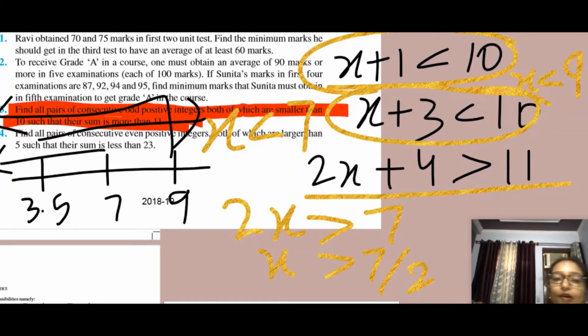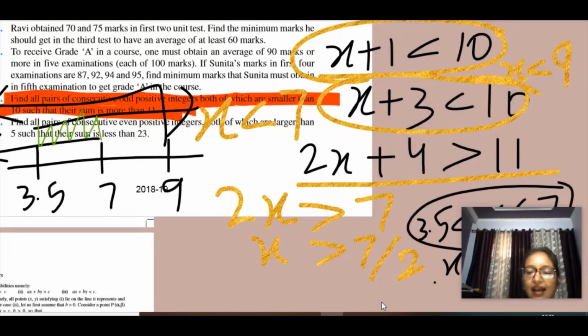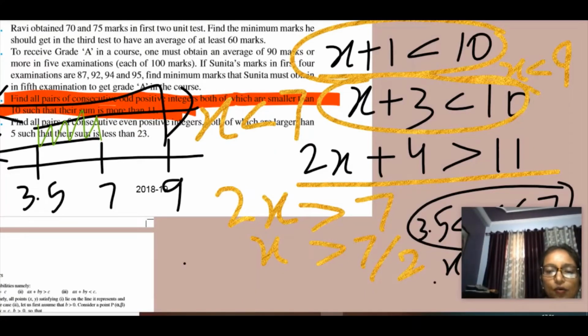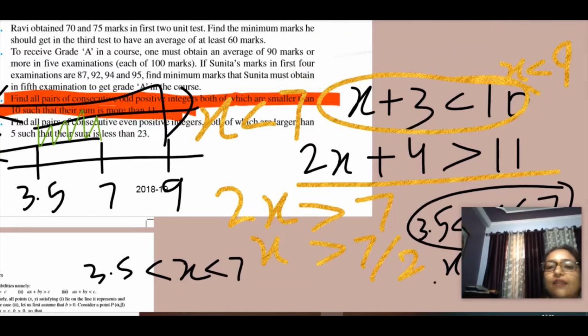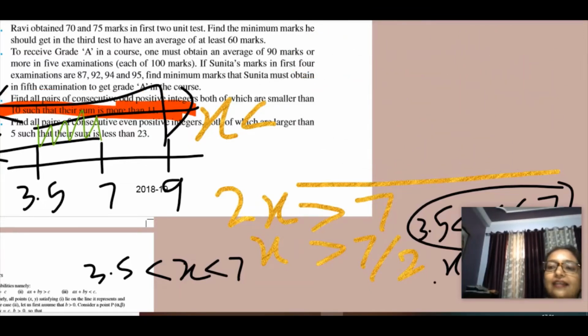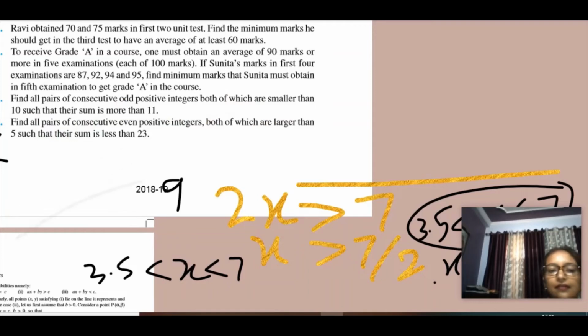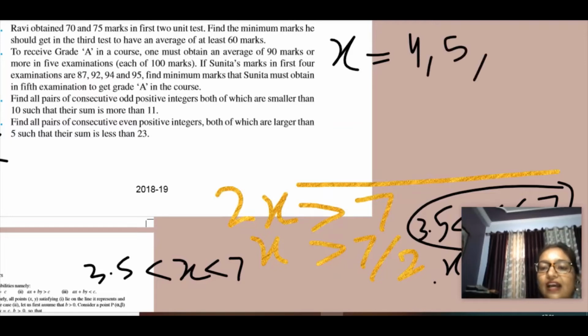So what is the common part that we are getting in all these lines? This is the particular common part. So our x is in between over here. x is greater than 3.5 and it is less than 7, right? So x can take values as 4, 5 and 6.